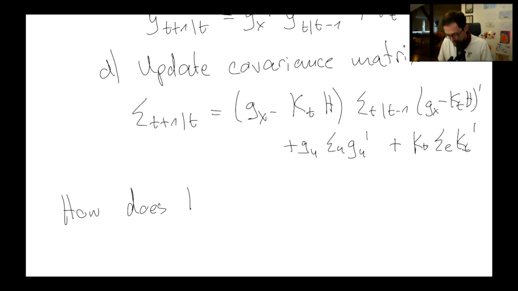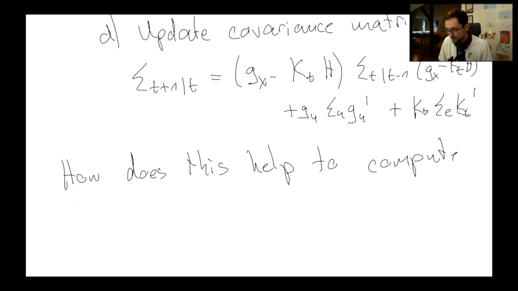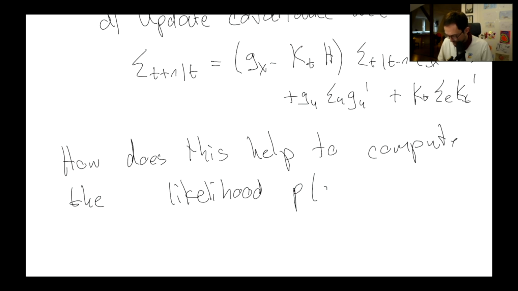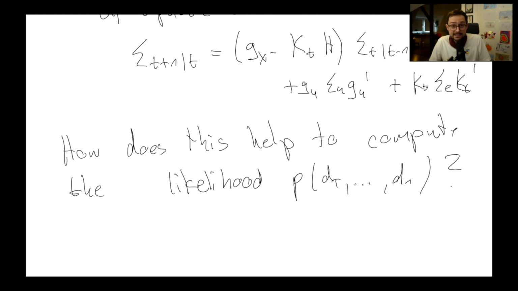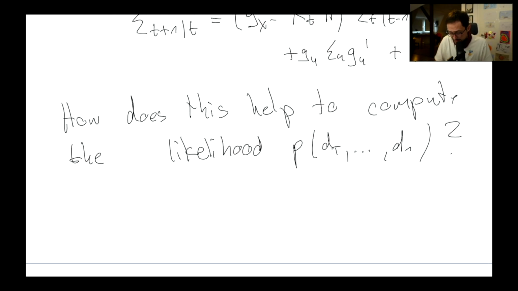How does this help to compute the log likelihood, well, let's say just the likelihood for now, p of all my observations? And the answer to this is that everything I need is a byproduct of the Kalman filter, which is pretty cool. So let's have a look at this likelihood function.